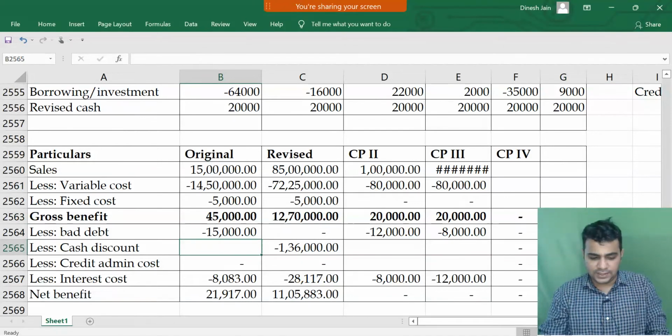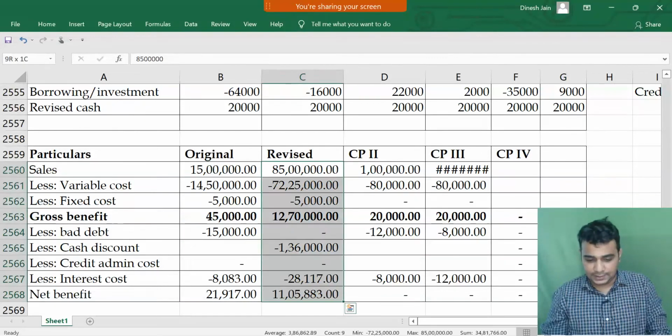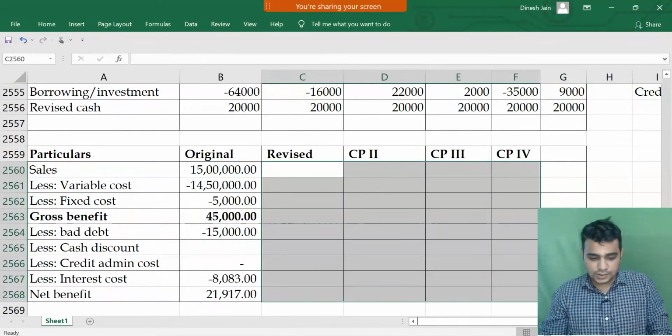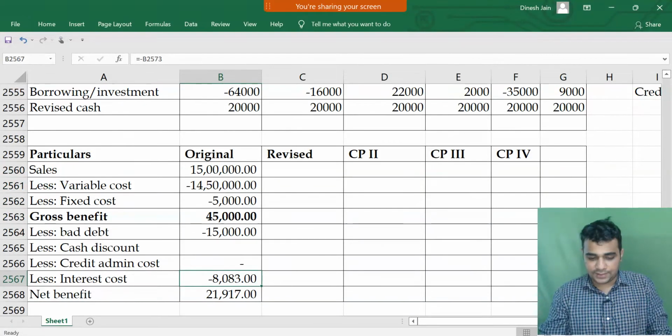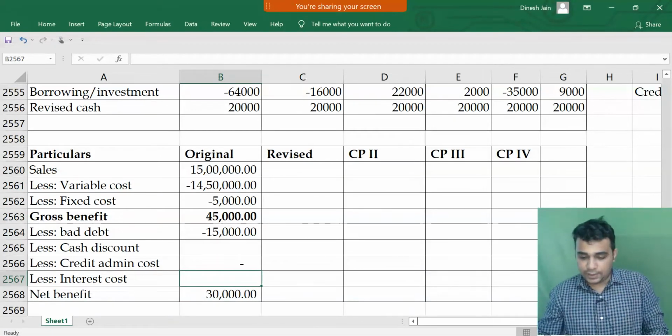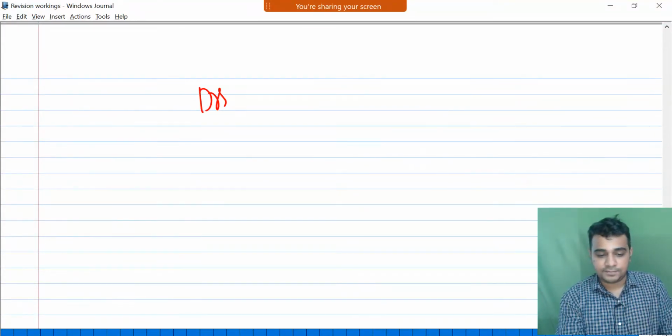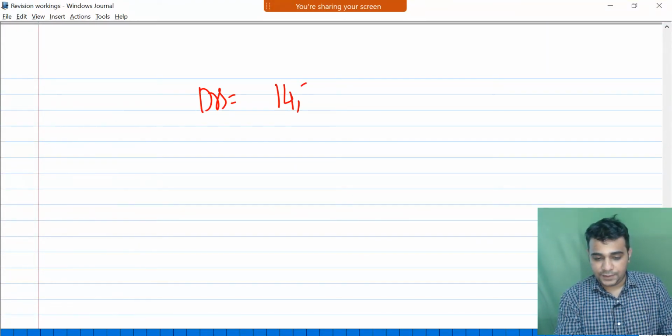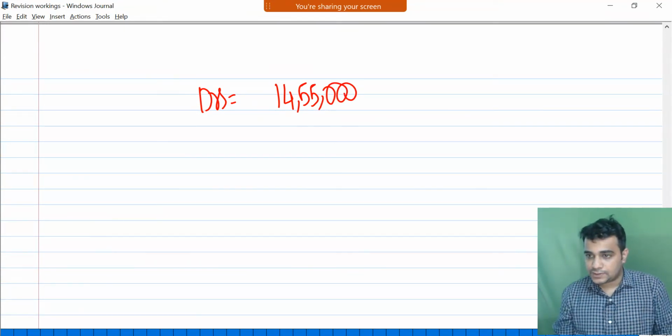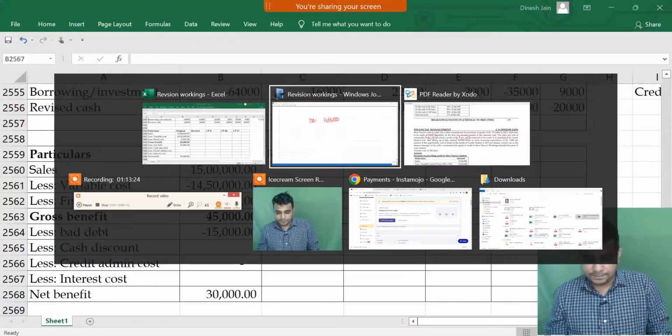The problem is with interest cost calculation. It is going to be slightly tricky now. So I have to come to the interest cost calculation. I have calculated bad debt, everything is fine. Now coming to interest cost calculation, listen. My debtors is 14 lakh 55,000 cost of sales. 14 lakh 55,000 is the cost of sales.